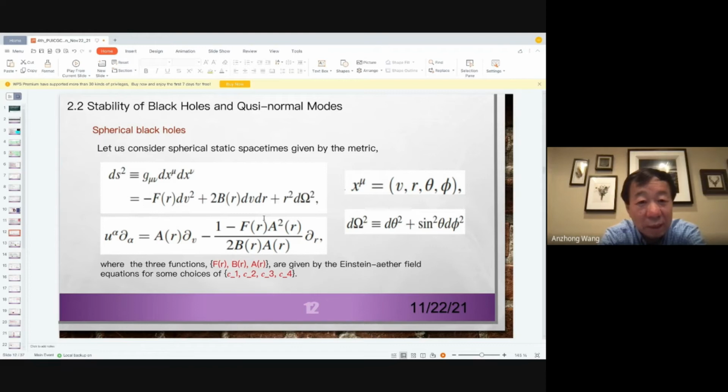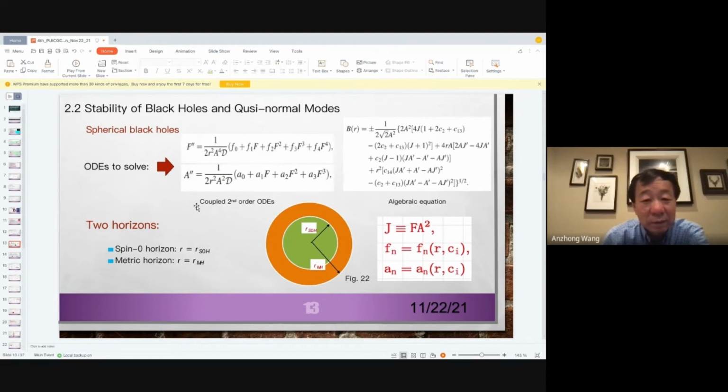So we use Finkelstein coordinates. The reason why we use this is because we need to penetrate to the metric horizon, which is the event horizon normally we see. So the problem becomes complicated mathematically.